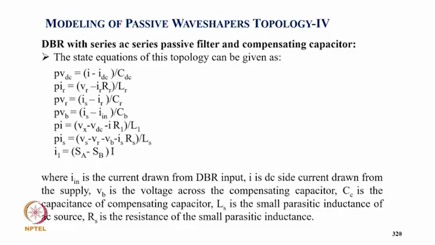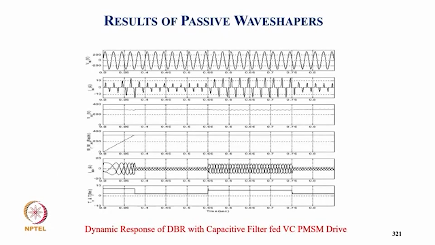Where IN is the current drawn by the diode bridge rectifier input current, IS is the AC side current drawn from the supply, VB is the voltage across the compensating capacitor, CB is the capacitance of the compensating capacitor, LS is the small parasitic inductance of the AC supply, and RS is the resistance of the small parasitic inductance. And this is the dynamic response of the diode bridge rectifier with capacitive filter fed vector control induction motor.